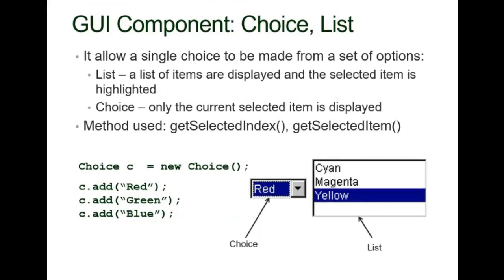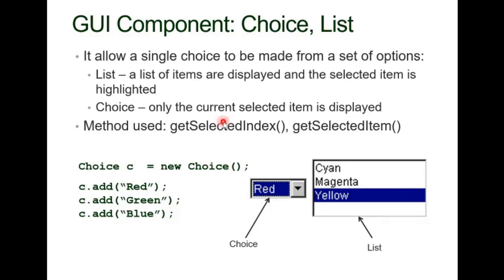Okay, choice and list. It allows a single choice to be made from a set of options. There will be a set of options, but you can select one. In case of list, a list of items is displayed and the selected item is highlighted. So there will be a list of items, and the selected item will be highlighted.